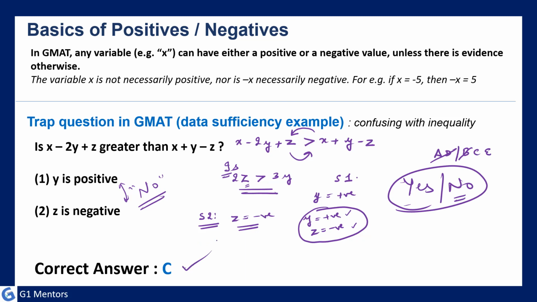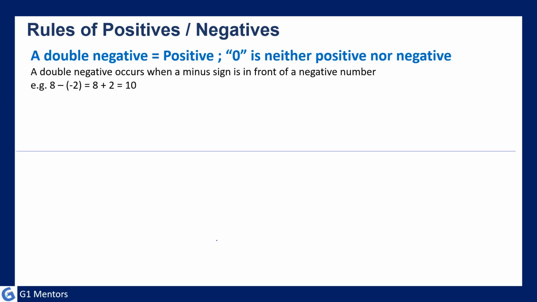Okay. Let's see some of the other rules. One of the rules of positive and negative is very simple: a double negative is a positive. So for example, 8 minus minus 2 is equal to 8 plus 2. Minus and minus, when they get together, become a plus. So it becomes 10.